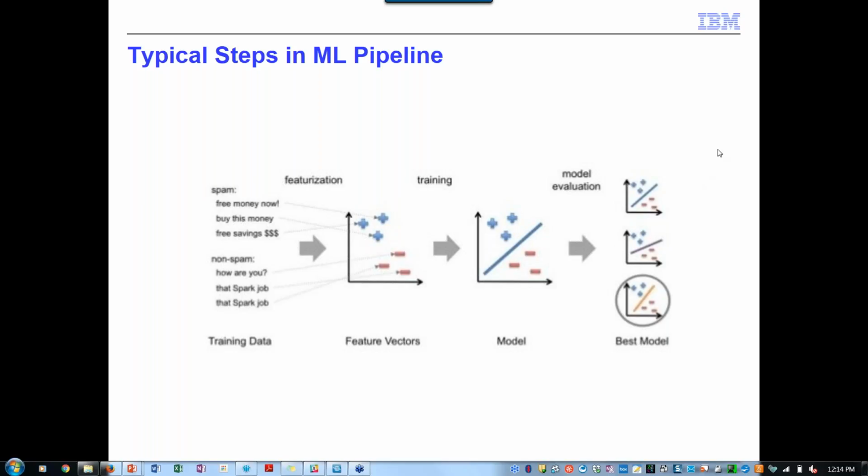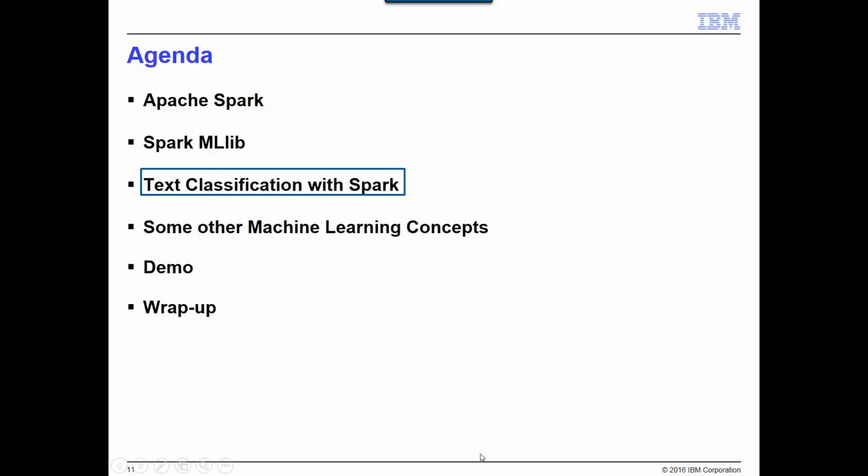The other piece that you do is model evaluation. What would happen is we would look at how we best fit the model, and how we pick the specific model parameters that would allow us to make the best predictions. We'll see examples of this as we go through the rest of the presentation. All right, so now we're going to move on to how to do text classification with Spark.